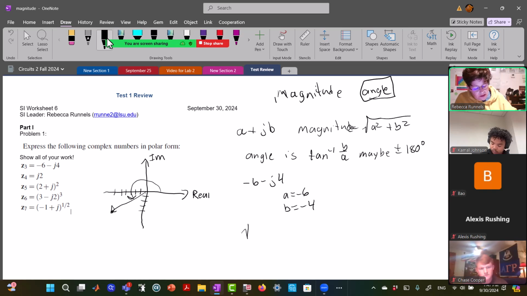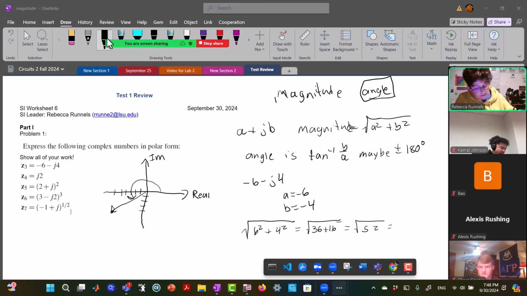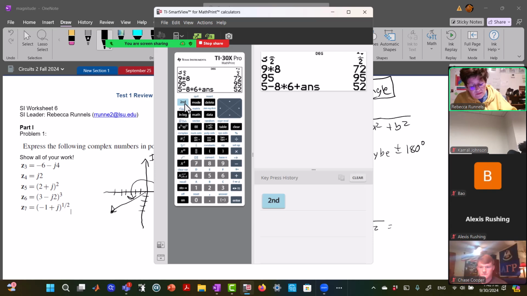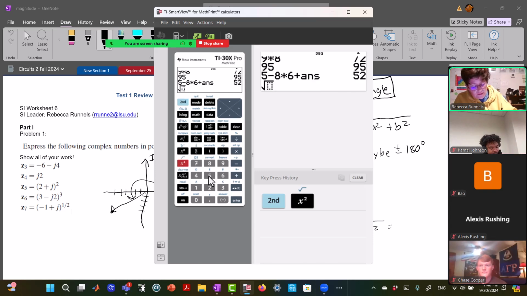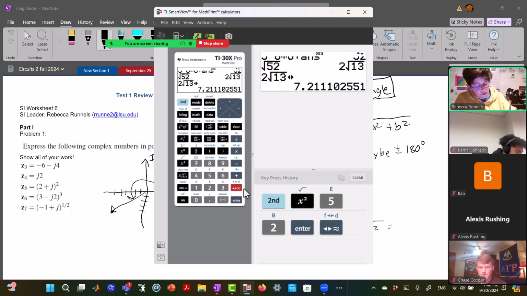And so the magnitude is going to be, when I square them, they'll be positive, so I'm not going to worry about putting the negative sign here. 6 squared plus 4 squared is the square root of 36 plus 16, which is the square root of 52, which is 7.21.